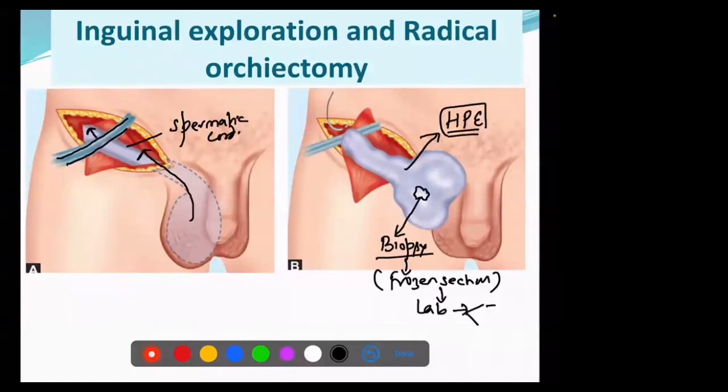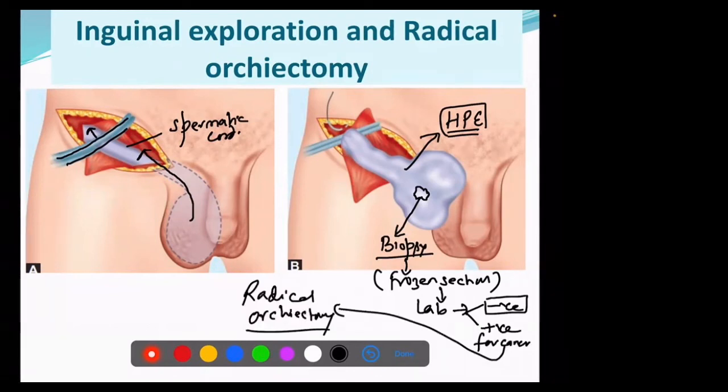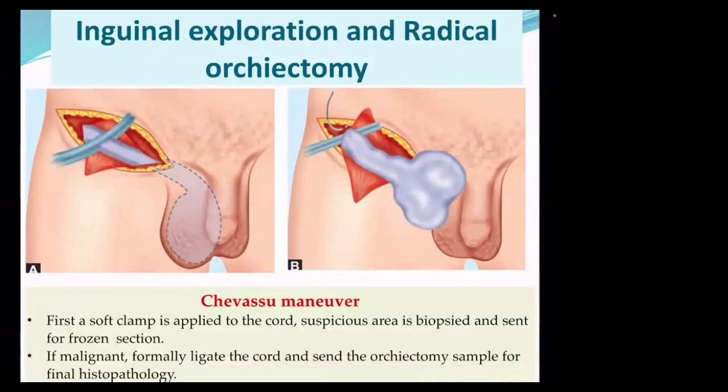If the report comes as negative, there is no cancer, then leave it, don't remove it. If the report comes as positive for cancer, then you continue to do inguinal radical orchiectomy. After doing the orchidectomy, we send it again to the pathology lab. Now we send the entire testis for detailed histopathological examination.